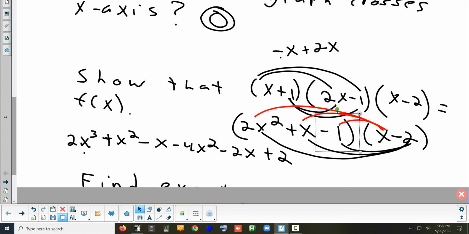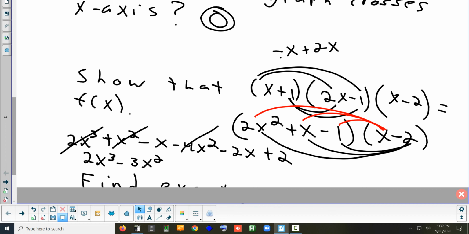Let's see what we have. So 2x cubed, and x squared minus 4x squared. Jenna, what's x squared minus 4x squared? 3x squared. Positive or negative? Negative. Yep, negative 3x squared.